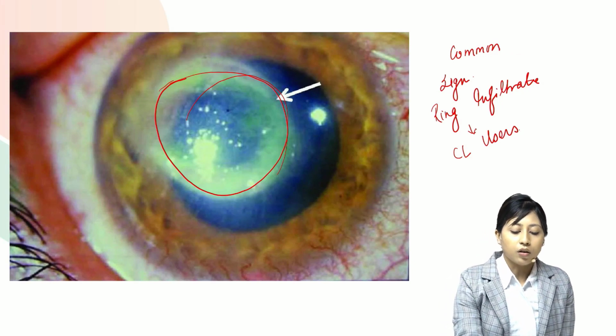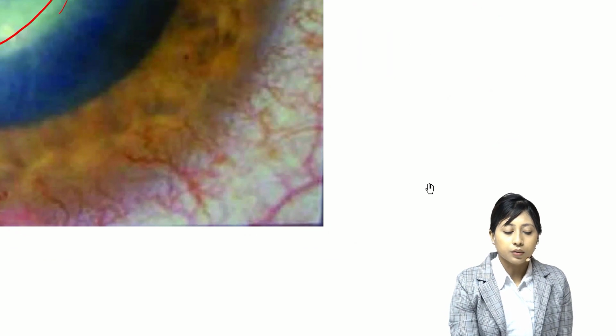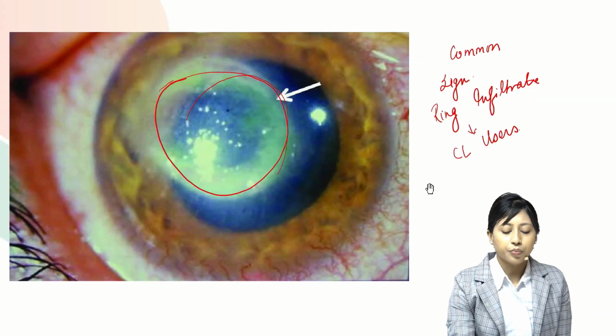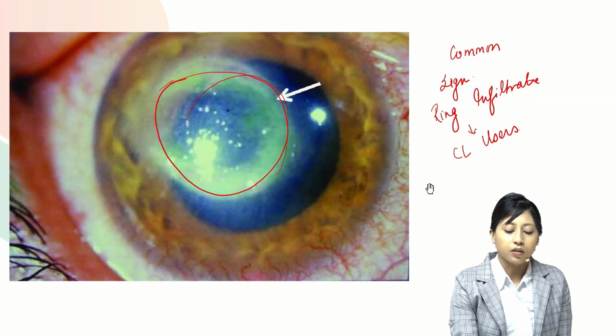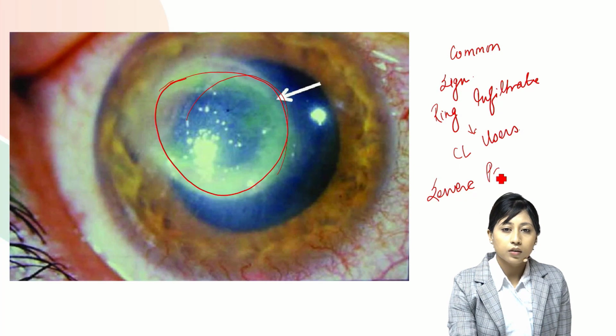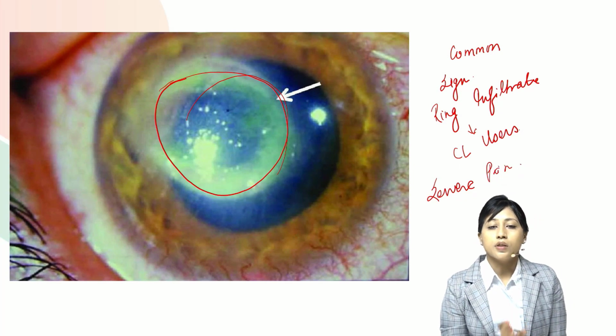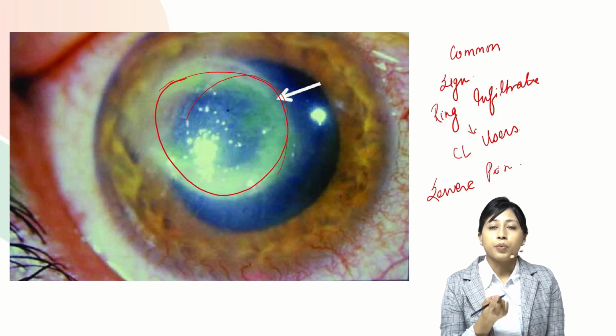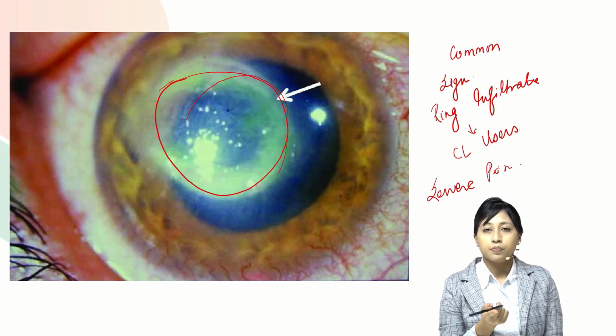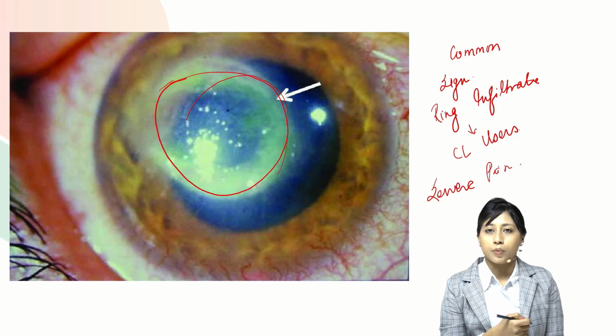Another common symptom is that the patient presents with severe pain. Why severe pain? Severe pain because there is perineural invasion. So if a patient presents with contact lens use, severe pain, and a ring infiltrate, then we should suspect Acanthamoeba keratitis.